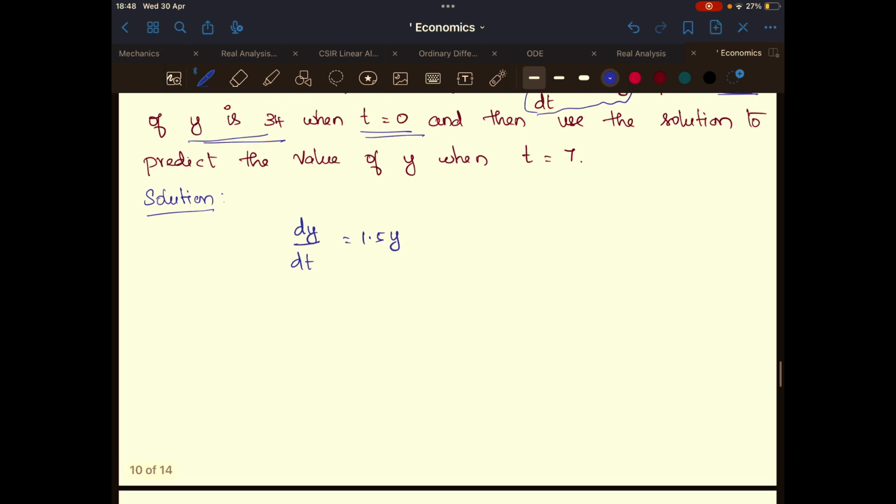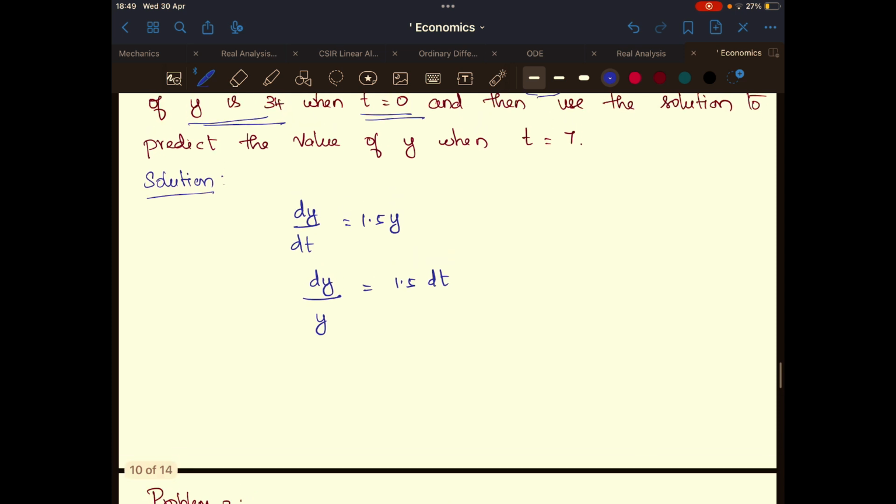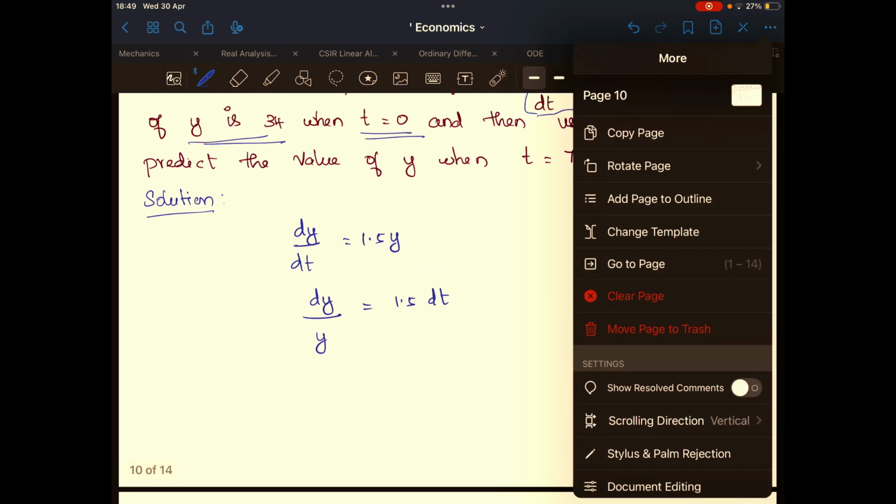Now the first step is to separate the variables, that is, the same variable on one side and the remaining on the other side. So dy by y, I can write it either as 1.5y or y, because a constant can be with anything, in any place, as long as it is in multiplication. And dy by 1.5y is also right.